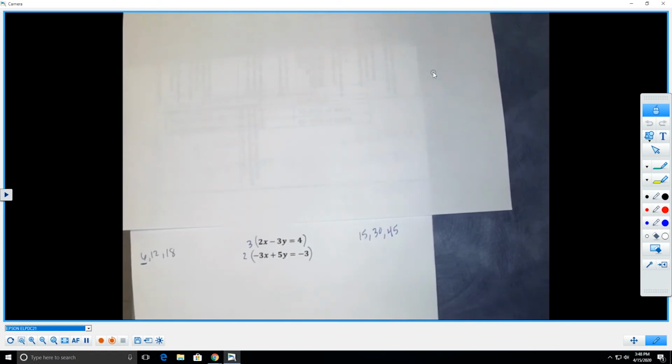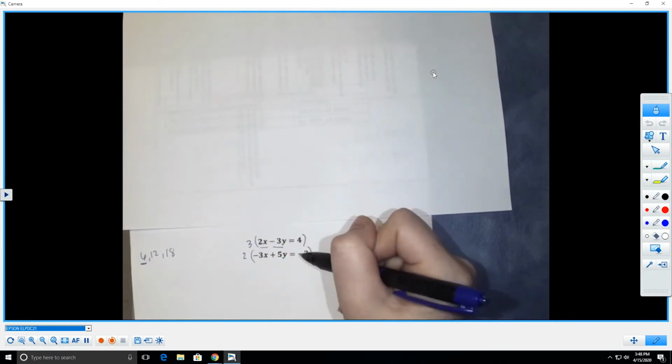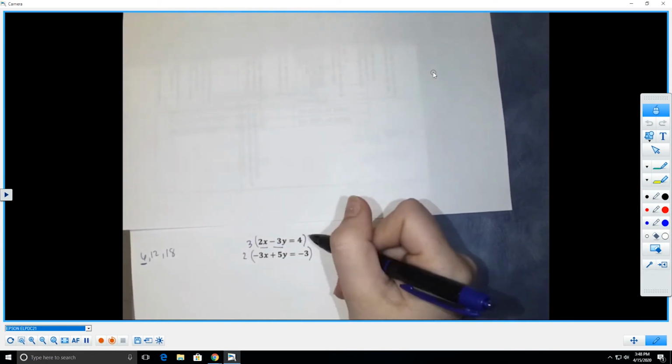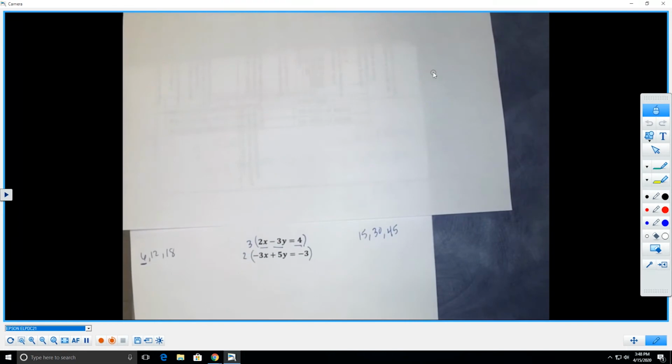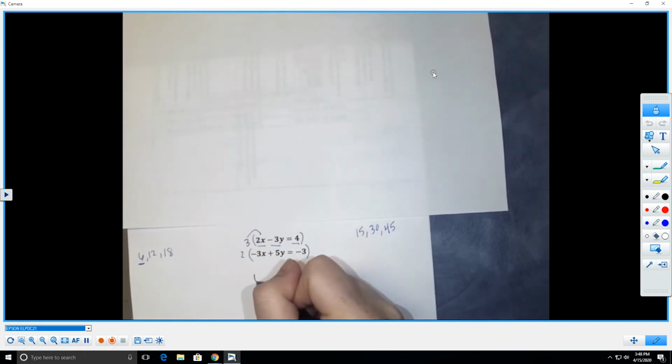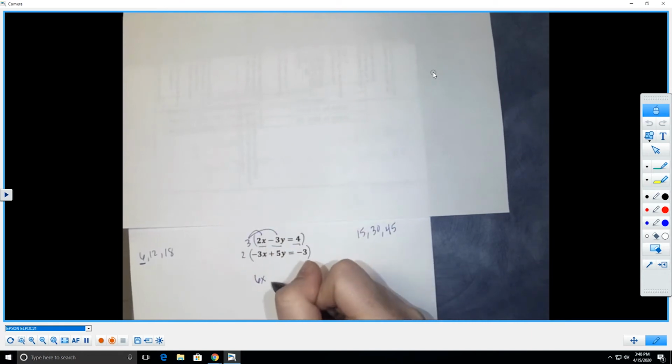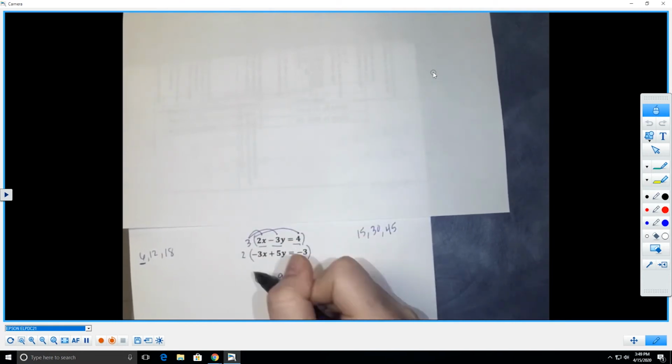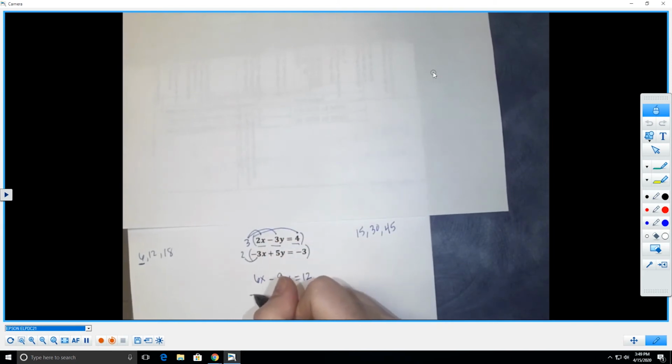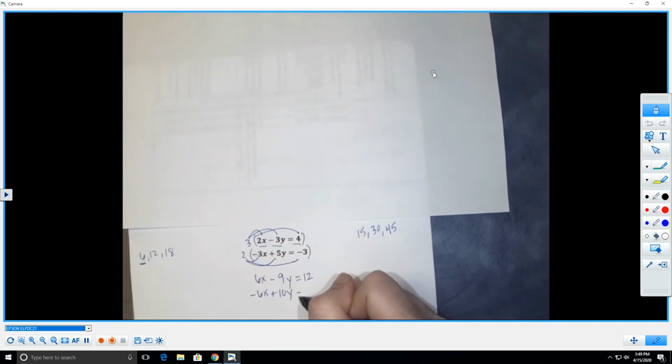When we multiply each equation, don't forget to multiply every single term to preserve the equivalency of the transformed equations to the originals. All right, so when I multiply, I get 6x minus 9y equals 12, and then I get negative 6x plus 10y equals negative 6.